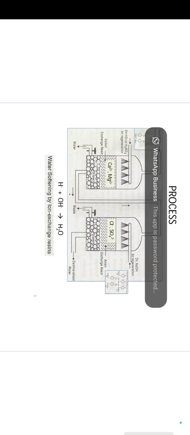In this process, two reactions occur. First one, the cation exchanger RH2 reacts with calcium chloride to form RCa with the removal of hydrochloric acid. Second one, R(OH)2 reacts with the hydrochloric acid to form RCl2 with the removal of water. The water coming out of the anion exchanger is completely free from cations and anions. This water is known as demineralized water or deionized water.